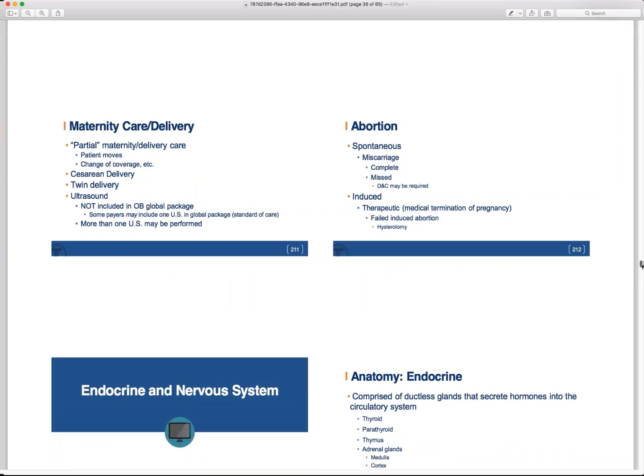And also on the abortion category. Okay. So there are two types of abortion. They have spontaneous and induced. And sometimes for the term spontaneous, they'll use miscarriage, right? And so when it's that type of spontaneous miscarriage, is it complete or is it missed? And if it is missed, they state that a D&C may be required. That's dilation and curettage to clean the lining of the uterus.